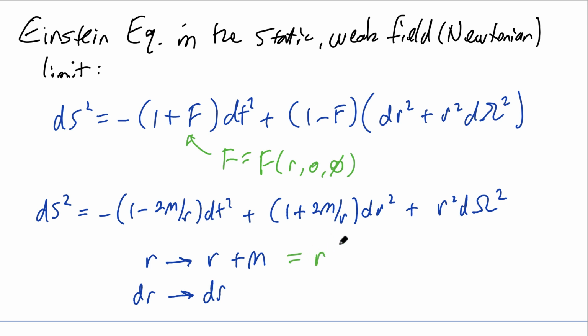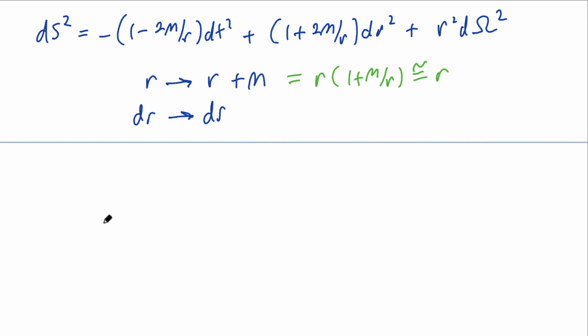this can be written as r times 1 plus m over r. M over r is small, so this is approximately r. We're not changing the radial coordinate by very much. But when we do that, let's make these replacements in this metric. What we have is -1 minus 2m over the new radial coordinate, but this is already small, so just changing r by a small amount to leading order doesn't change it at all.